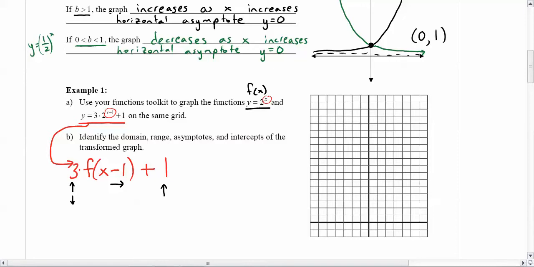So now if I draw my 2 to the power of x, just like I did before, 2 to the power of 0 is 1, 2 to the power of 1 is 2, 2 to the power of 2 is 4, 2 to the power of 3 is 8, 2 to the power of 4 is 16, 2 to the power of 5 won't fit, and then backwards I get all these fractions that get closer and closer to 0, but never quite touch 0. So there's my graph of 2 to the power of x.